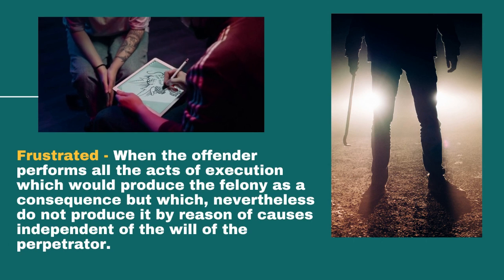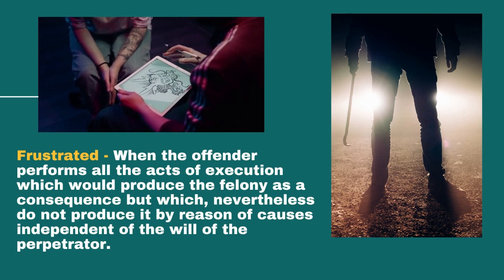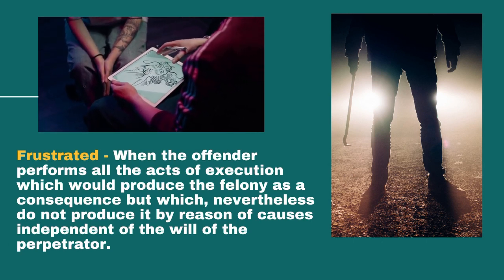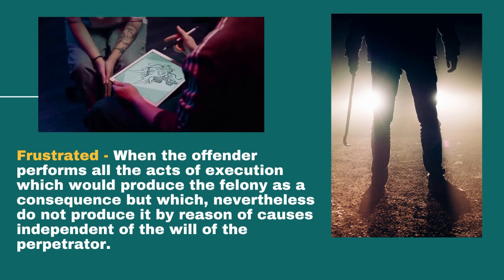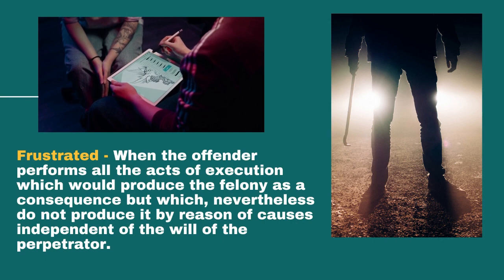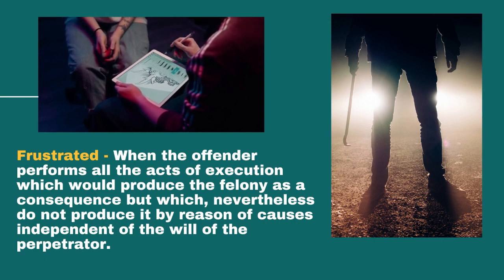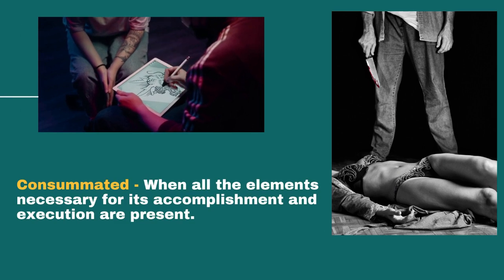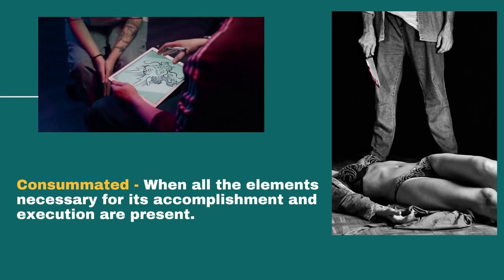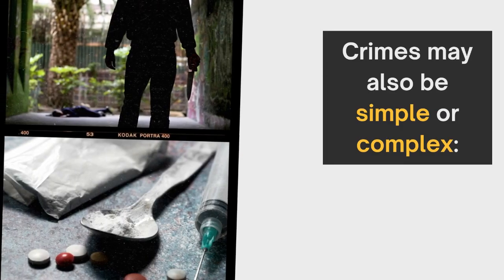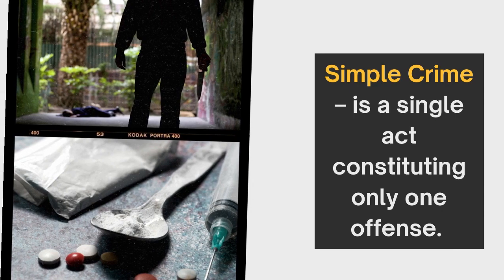B. Frustrated. When the offender performs all the acts of execution which would produce the felony as a consequence, but which, nevertheless, do not produce it by reason of causes independent of the will of the perpetrator. C. Consummated. When all the elements necessary for its accomplishment and execution are present. Crimes may also be simple or complex. A. Simple crime is a single act constituting only one offense.